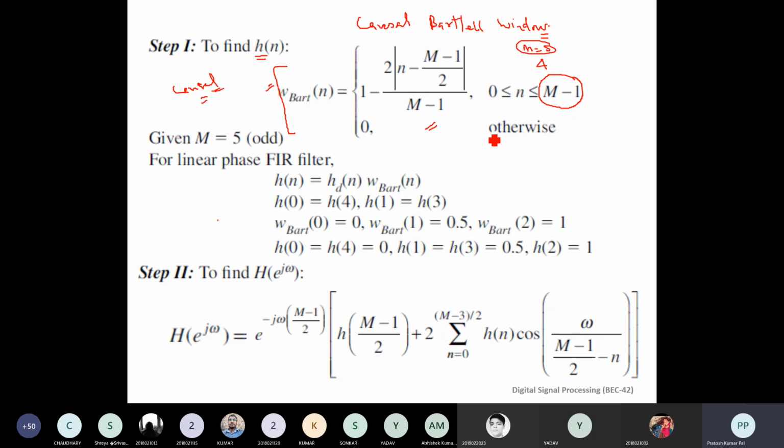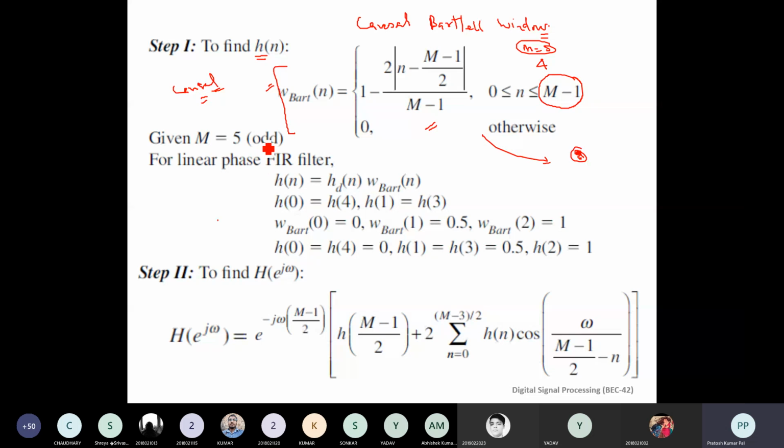If we are going to use the non-causal form, then the m value will be a different one, in terms of the complete range. It comes out to be 9 in that case. But if we are using the causal window function, basically all the time we should be using the causal one only. Once we use causal window functions, m is coming out to be 4, and this will be the expression for the causal Bartlett window.